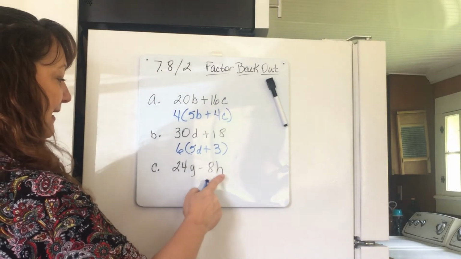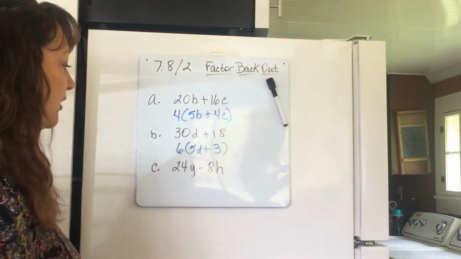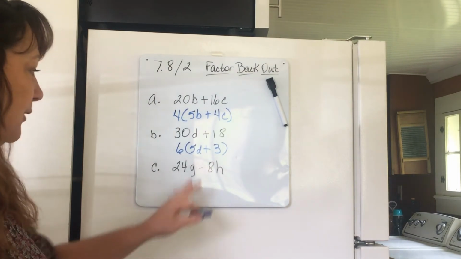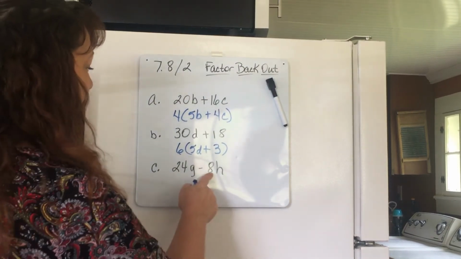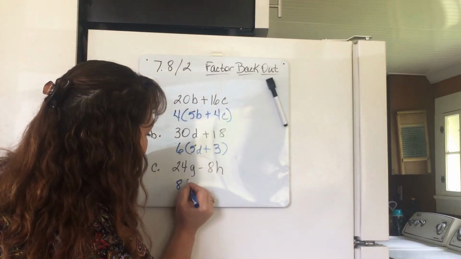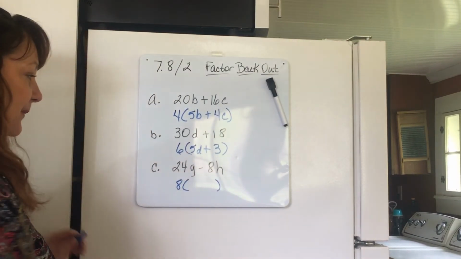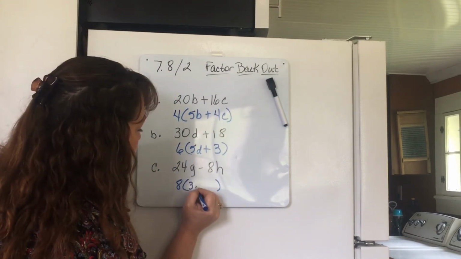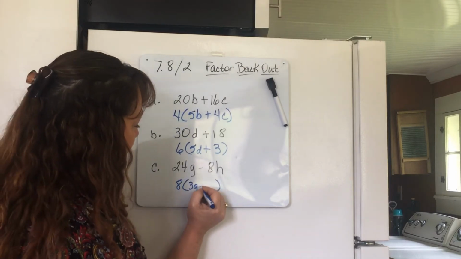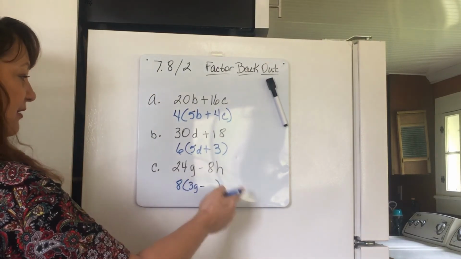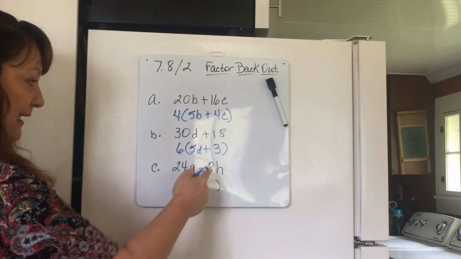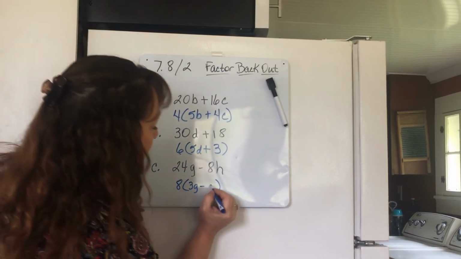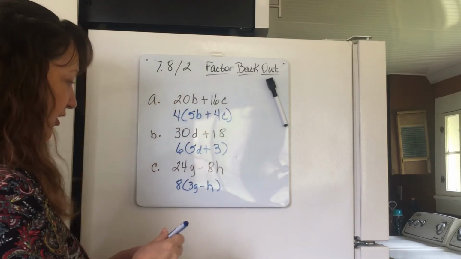24g minus 8h. I want to pull out the greatest common factor of 24 and 8. Well, I think that's just going to be 8. So I'm going to pull an 8 out of this. So 24g divided by 8 is 3g. Then I have a minus. And 8h divided by 8, well, 8 divided by 8 is just 1. You can put a 1 in front of the h if you want, but you don't have to.